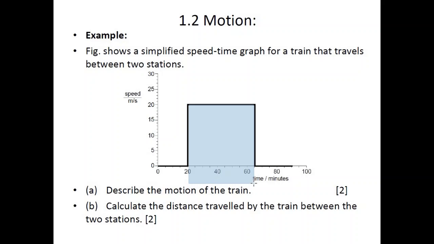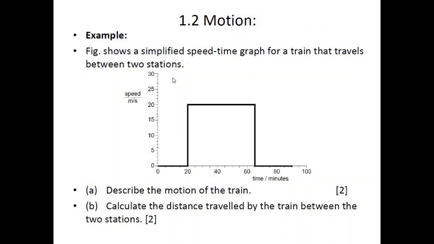We have to find the distance traveled by finding the area under this graph. So over here we need to know the values of length and width. The height is 20, or the width is 20, whereas from here till here it is 45. But remember, our distance would be in meters, whereas speed is in meters per second, and this time is given in minutes. So we need to convert this time into seconds.